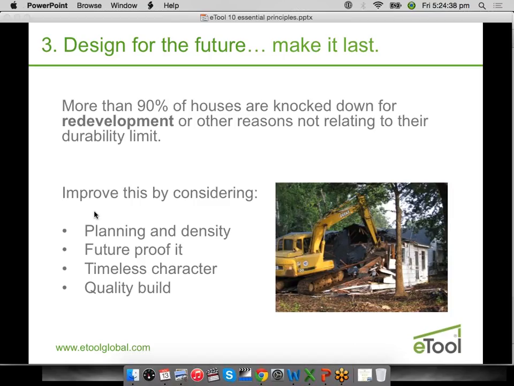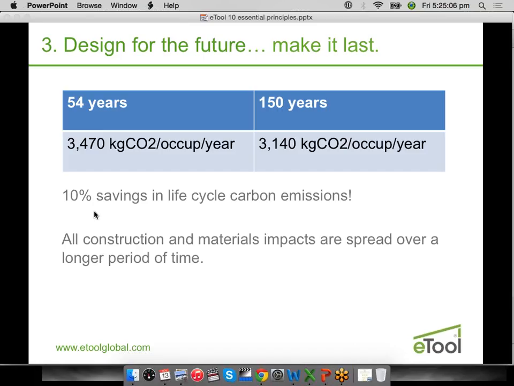They're not falling apart, they're being redeveloped. So it's important to consider planning and density, and build for the correct density, so they're not getting knocked down for redevelopment. With future proofing, if it's a quality build, it's unlikely we will get redeveloped compared to the surrounding neighbor buildings. So it's all part of the quality of the design, making sure that this building will last longer.